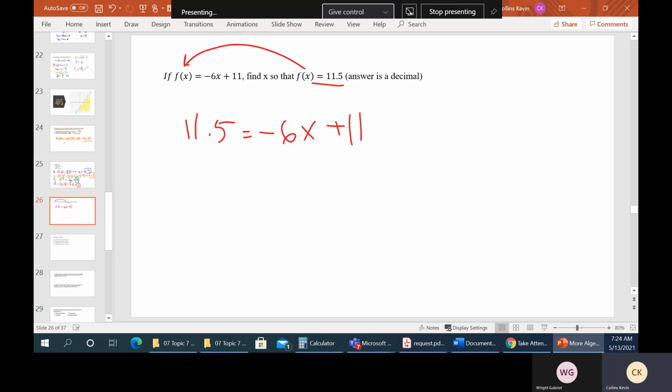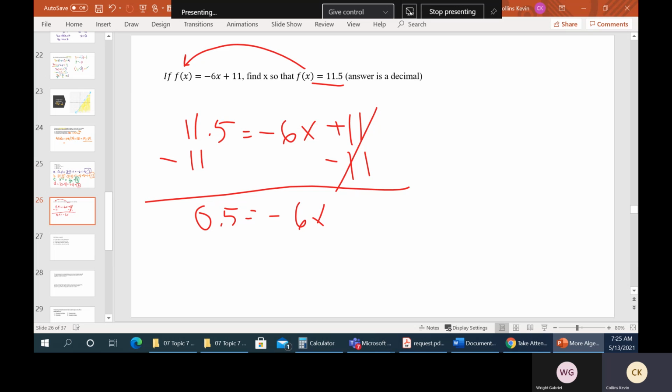So first thing we want to do is subtract 11 from both sides. These guys go away, so I get minus 6x equals 0.5. Okay? So then we divide both sides by negative 6. Normally we have a 1 on top, we've only got a 0.5. So if we multiply that answer by 2, we're going to get minus 1/12. But let's go ahead and do the decimal like they said.